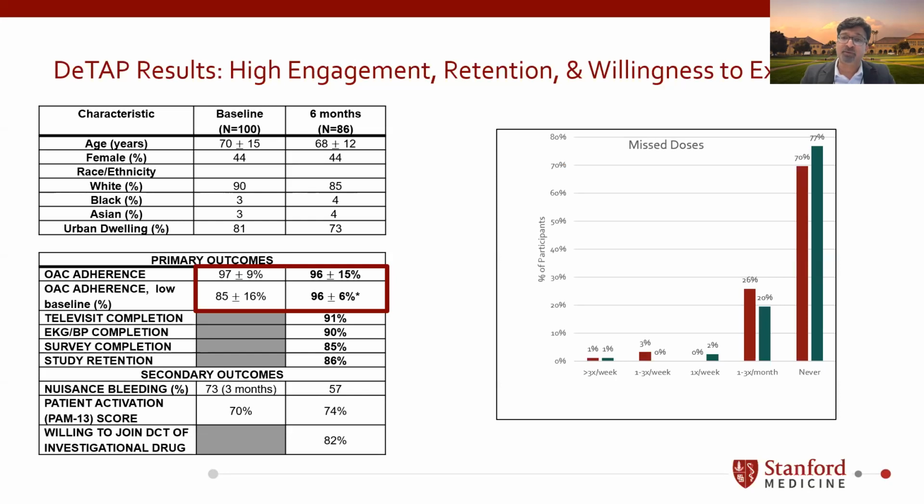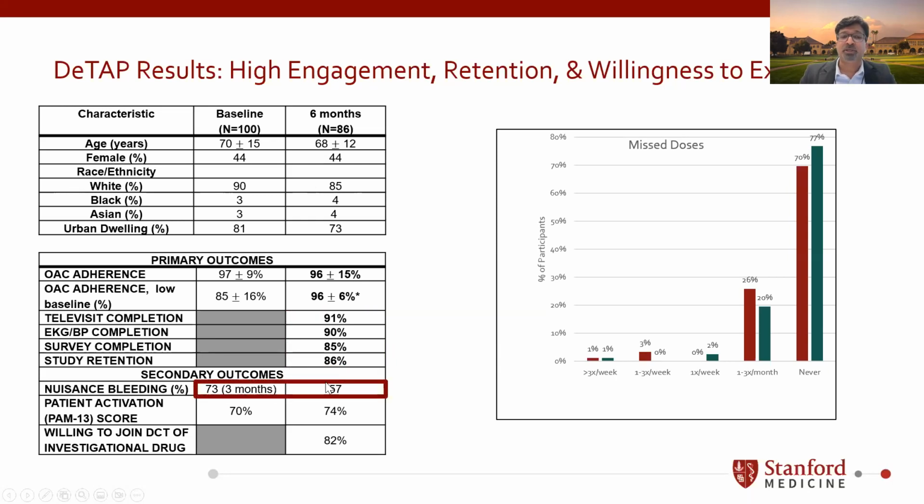Now, this was not a significant overall effect, but in patients who actually had low oral anticoagulant adherence at baseline, those individuals did exhibit a significant improvement in their adherence to their medication. And they were getting reminders, weekly surveys to keep them on track. In addition, we had very high completion of the study visits, the study data collection, EKGs and blood pressures, and survey completion.